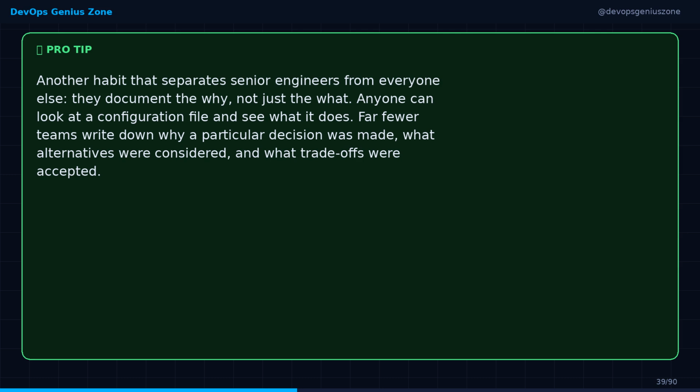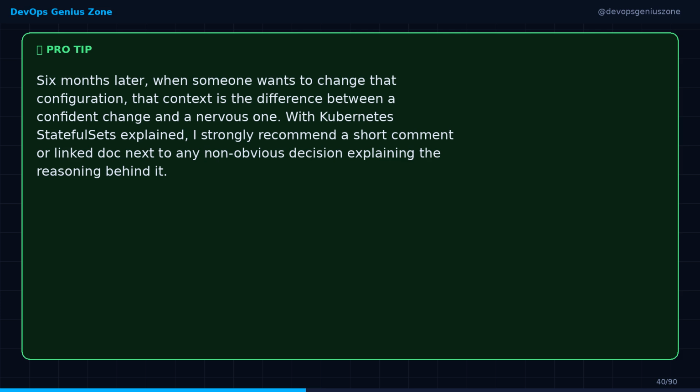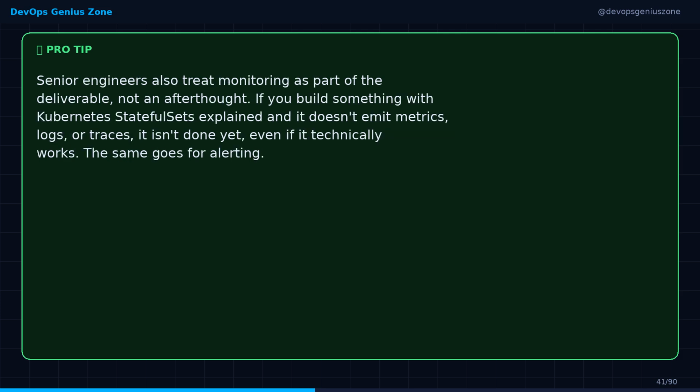Senior engineers also treat monitoring as part of the deliverable, not an afterthought. If you build something with Kubernetes StatefulSets Explained and it doesn't emit metrics, logs, or traces, it isn't done yet, even if it technically works. The same goes for alerting. A senior engineer doesn't just want to know something broke, they want to know it broke before a customer notices, and they want the alert to point clearly at the likely cause instead of just saying something is wrong somewhere.